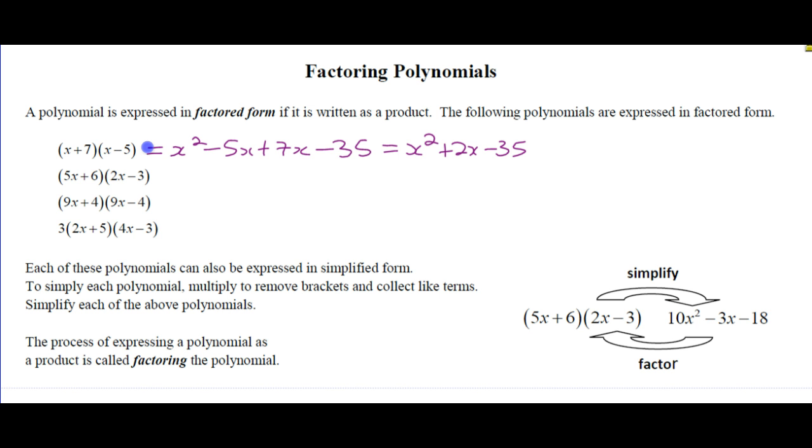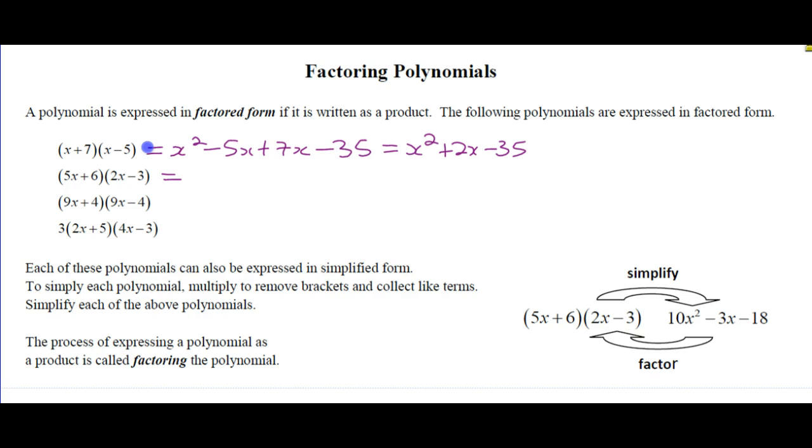If I'm multiplying it just for myself, I'm just going to show that final answer. I'm just going to go x squared, minus 5 plus 7 is plus 2x, minus 35. So either way, you do the full four-term thing.